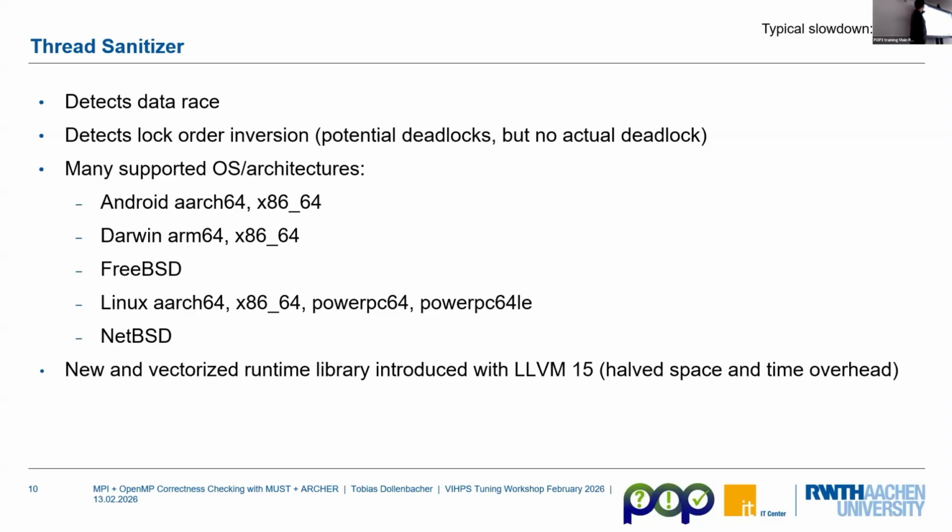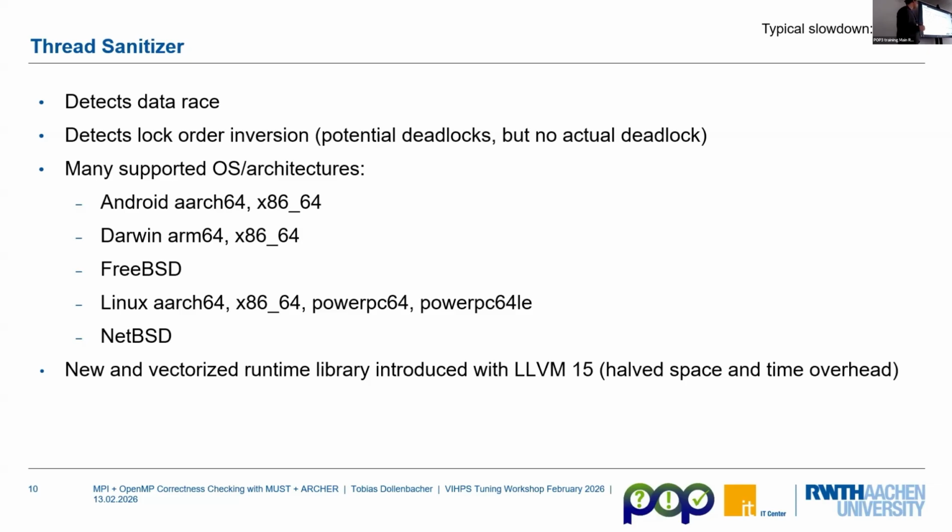It detects lock order inversion. That means if you have an execution where a potential deadlock could happen, but it doesn't really happen, it only happens in some of the executions, that is really hard to debug because you might run your program 1,000 times and it doesn't occur. And thread sanitizer will still give you a warning because it keeps track of all those situations and detects when you have a potential deadlock, even if you don't get it in your execution. It's pretty much available for all relevant architectures.